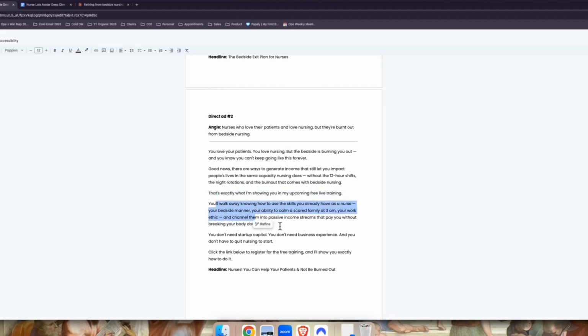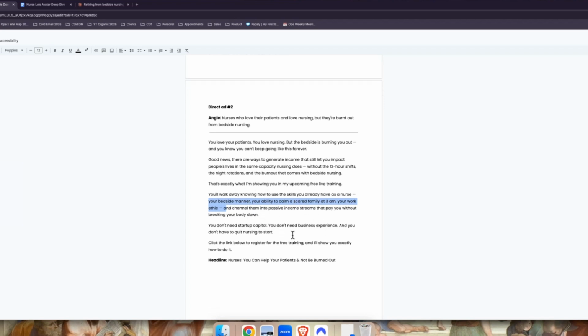You walk away knowing how to use the skills you already have as a nurse. So AI has the tendency to over-explain. You don't want to over-explain. As long as you've said enough to make the point, you basically want to move on. So it is over-explaining here, right? So I'm going to shorten this part, and then I think everything else is good to go.